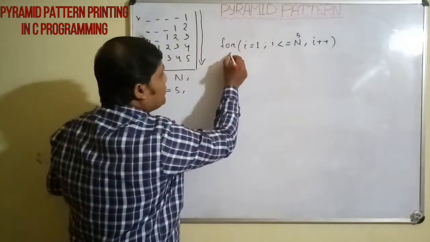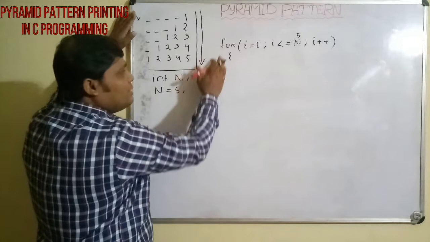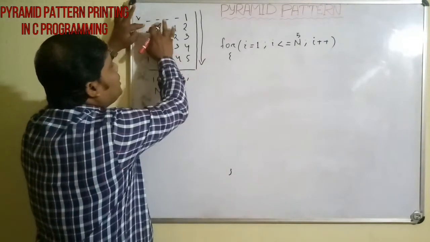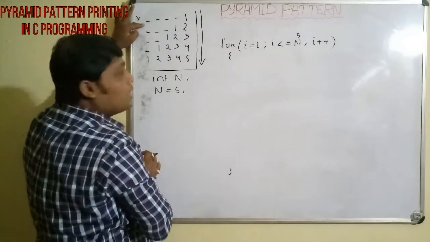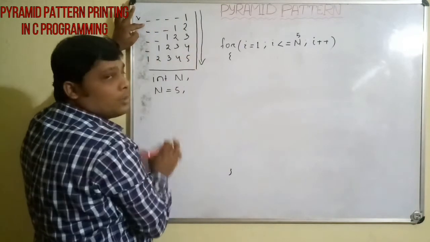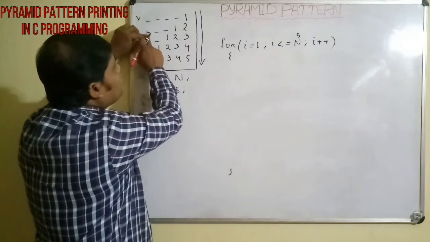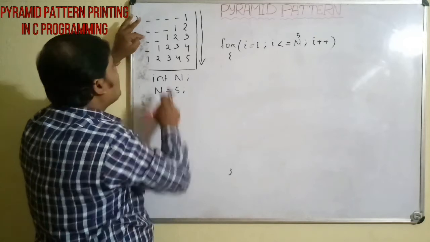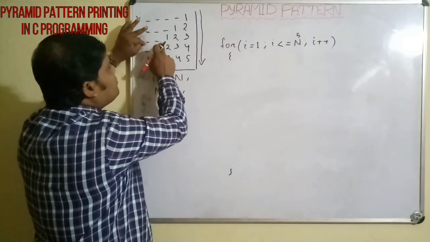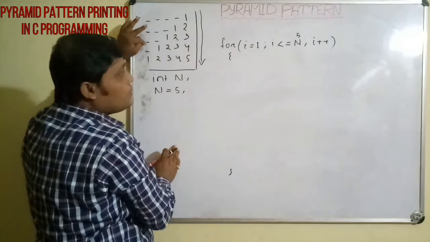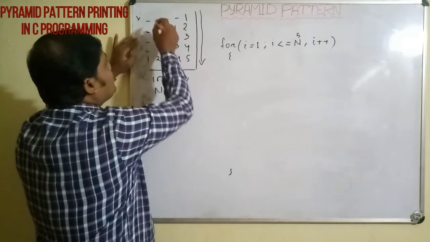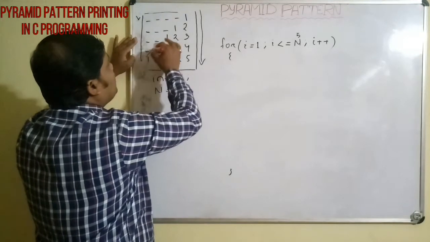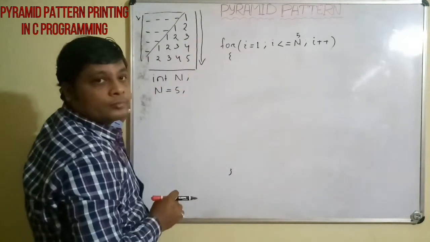Now see, inside this line loop, you can see there are multiple spaces in a line. After that, the number will come. Then again multiple spaces, and after that numbers are coming. Clear? Here also multiple spaces, after that numbers are coming. Clear? So for spaces, we will take one loop.